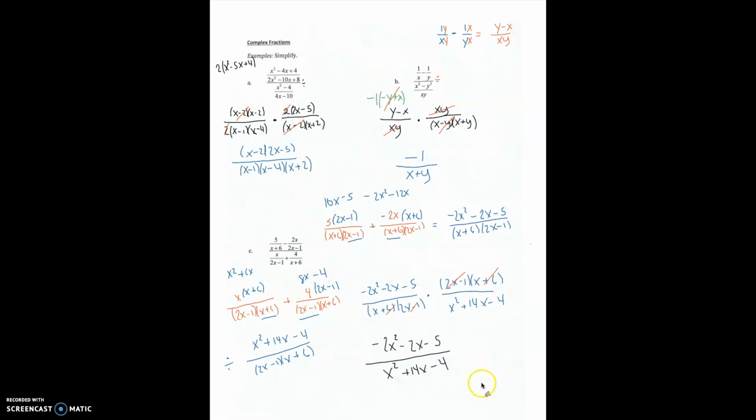So with complex fractions, take it slow. Remember, it's the top expression divided by the bottom expression. You're going to change that to multiplication after you simplify the numerator and denominator to get those one single fractions. You always look to see if you can factor out a negative 1, and make sure you check, can we factor in order to simplify that even more.